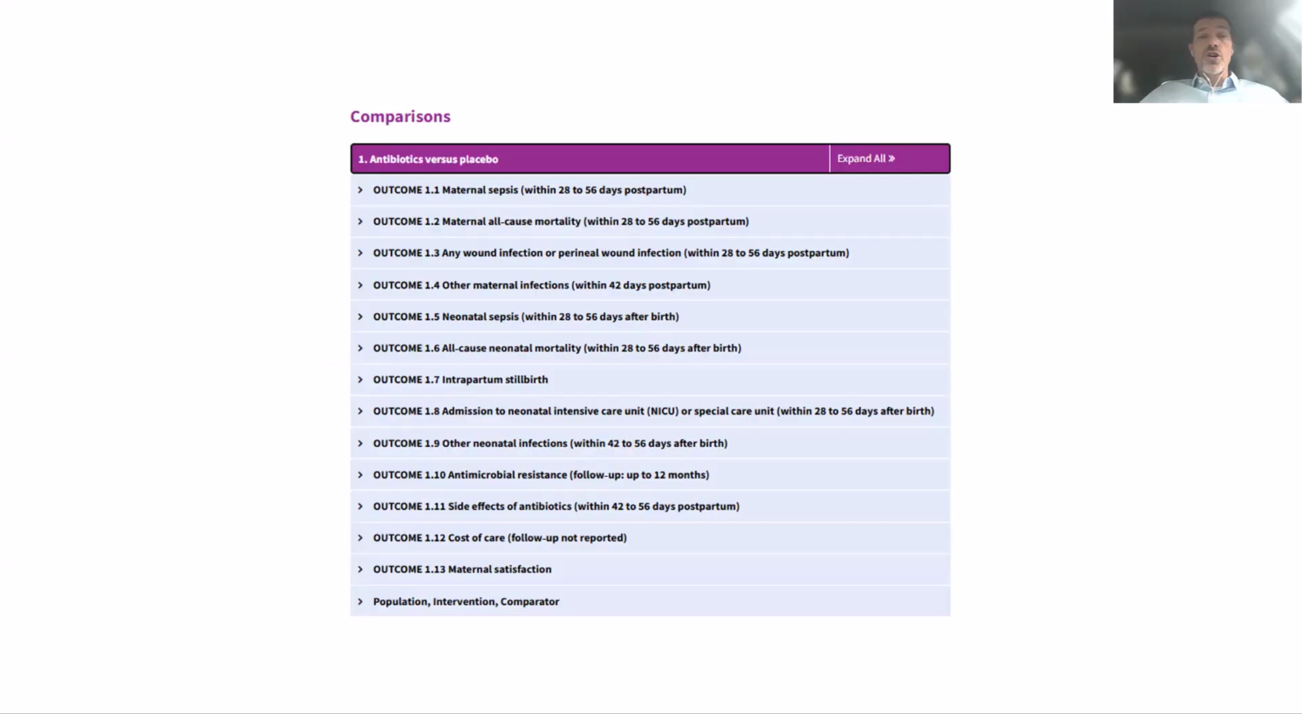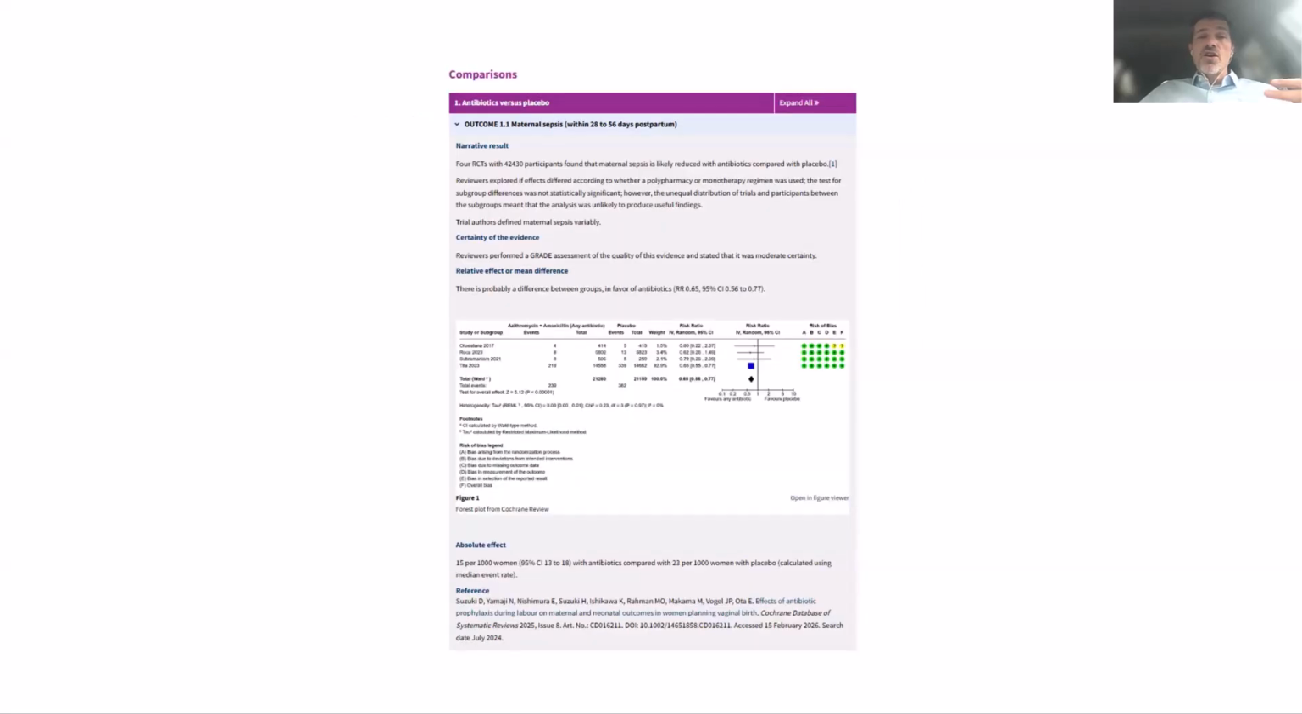These were all of the outcomes that were considered as reasonable, clinically focused outcomes by the practicing clinician that wrote the CCA in this case. In the top right, you could expand all of these. If you're saying, hey, I really don't want to expand all, I just want to look at one, well, you can also do that. So you can see antibiotics versus placebo.